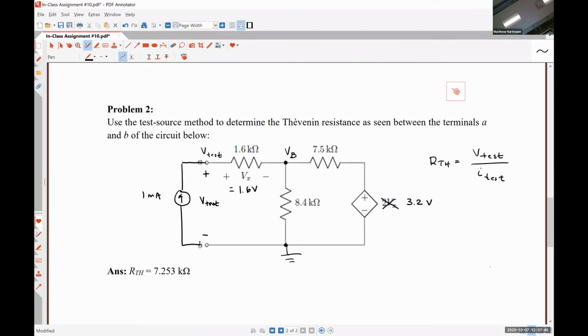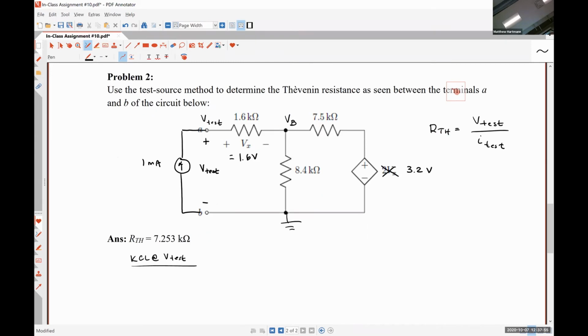So let's do KCL at our test source node first. So we're looking right here, current directed to the left and current directed to the right. So we would have negative 1.6 milliamps plus (V test minus VB) divided by 1.6 kilo ohms is equal to 0. That's effectively already telling us exactly what we know.